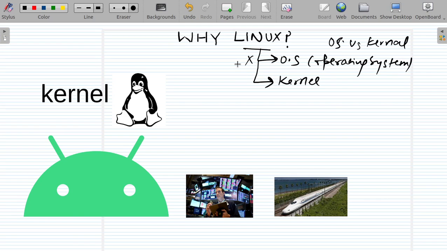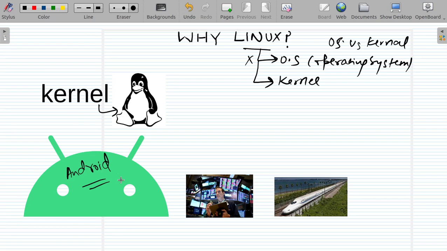Now moving forward, I want to tell you that using the Linux kernel, many other operating systems which you may be familiar with and may have already used have been developed. One such big example is Android. Yes, the Android operating system uses the Linux kernel for its development. Right. Now, as we are clear that Linux is a kernel, let's jump to the question, why Linux?